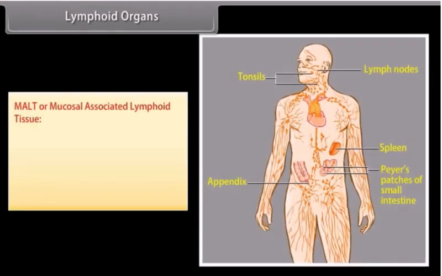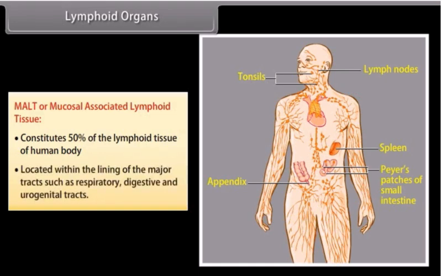MALT, or mucosal associated lymphoid tissue, constitutes 50% of the lymphoid tissue of the human body. Located within the lining of the major tracts such as the respiratory, digestive and urogenital tracts.